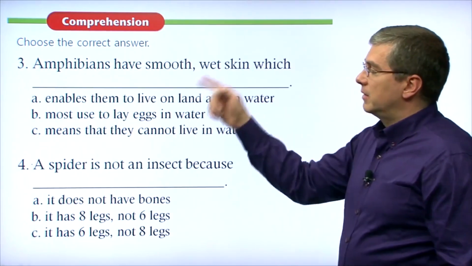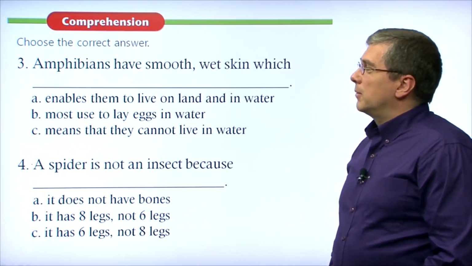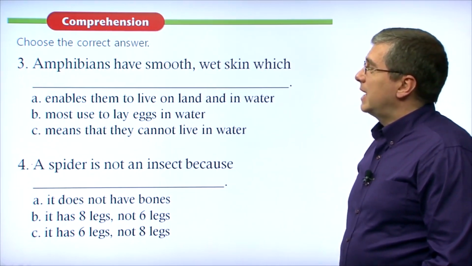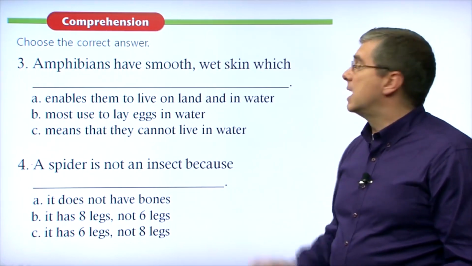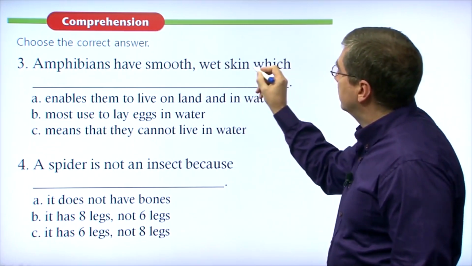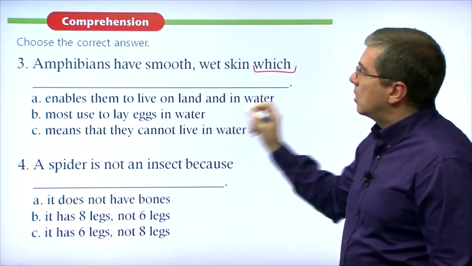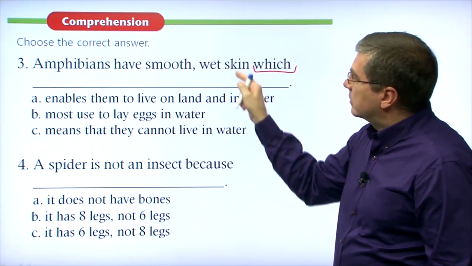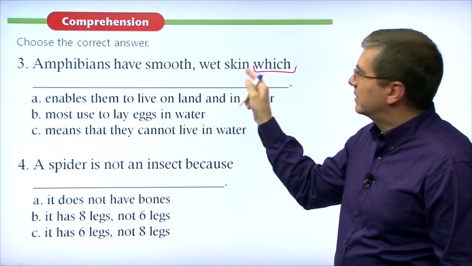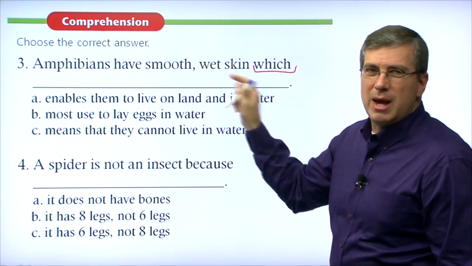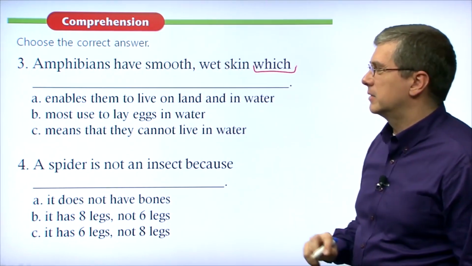Okay, let's move on to number 3 and 4. Number 3, amphibians have smooth, wet skin, which, because of this word "which" here, we know that we need something that describes the skin, smooth, wet skin, and we need something else about that skin. Okay, so let's look at the answers.